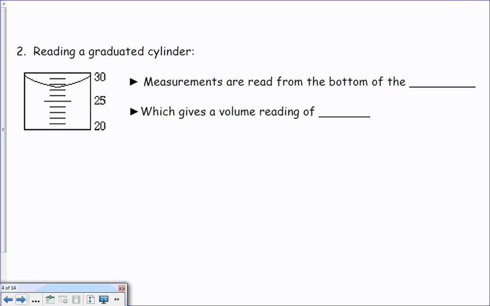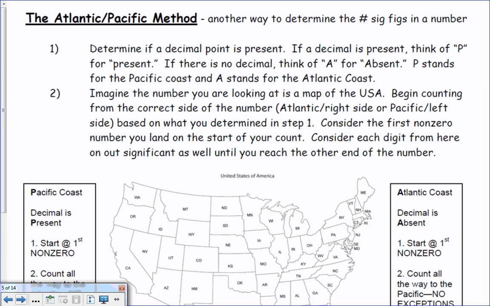Last, we're going to read from the bottom of the meniscus. You guys heard this before from Living Environment? The meniscus is this thing here. We'll understand why that shape forms at a later date, but for right now you need to know we take that bottom measurement. So it's definitely above 25, 26, 27, but not to 28. It's approximately 27.5. That 0.5 is key. We need to be able to estimate those numbers.